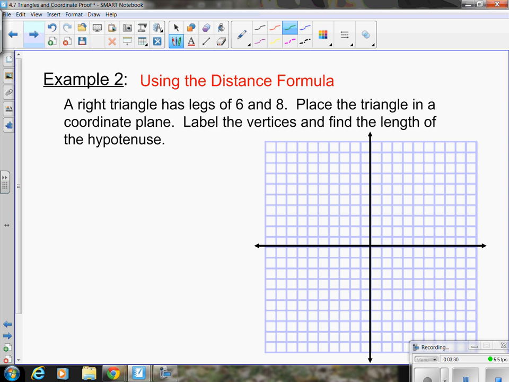All right, so we're going to put a right triangle that has legs of 6 and 8 onto the coordinate plane. And I'm going to do it in a way to make it easiest to find the height of the hypotenuse. So I'm going to place it using the origin as one point. I could put it over here, but just to be different, I'm going to go over 6 (2, 4, 6) and up 8 (2, 4, 6, 8). I'm going to place it right back here.